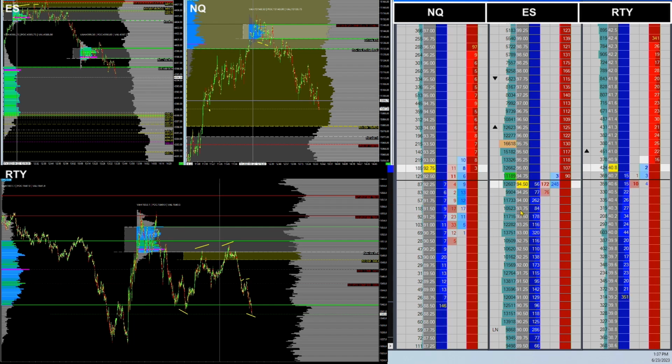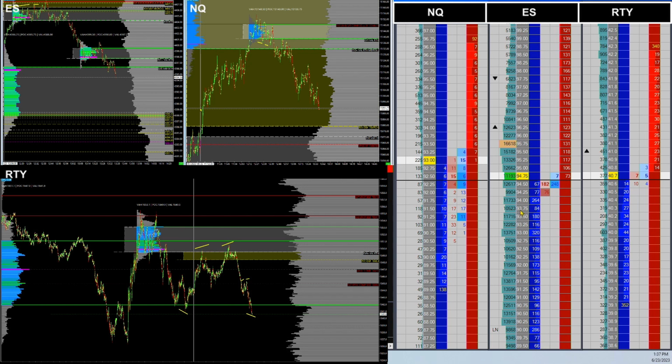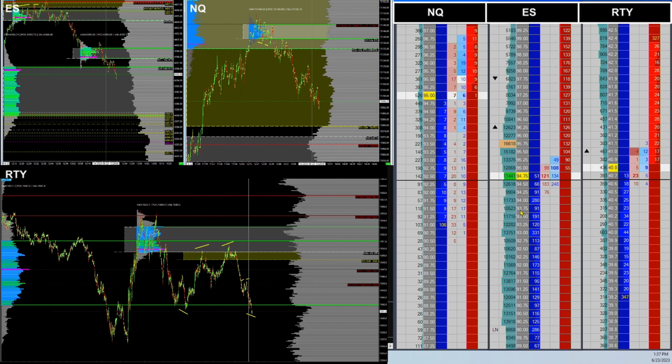I think NQ needs to go down a bit further. NQ setup. NQ just set up. I need NQ to pull back a little bit.